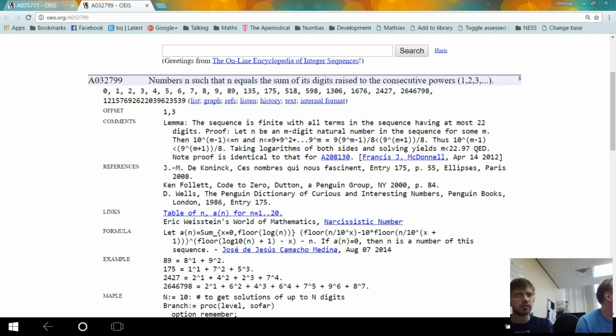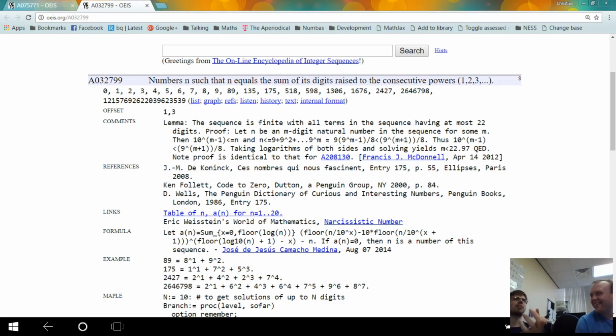Oh wait, so at some point the power you're taking it to will be so huge that it can't be equal to that. Yeah. Oh, it's just taking logs of both sides, isn't it? Whatever. Yields m less than 22.97. Oh, there's a 22.97th term.